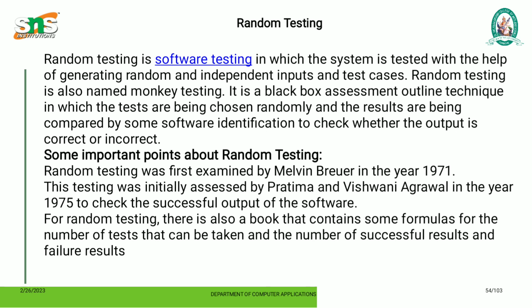Some important points about random testing: it was first examined by Melvin Brewer in the year 1971. This testing was initially accessed by Pratima and Vishwani Agrawal in the year 1975 to check the success output of the software. For random testing, there is also a book that contains some formulas for the number of tests that can be taken, and the number of successful results and failure cases.